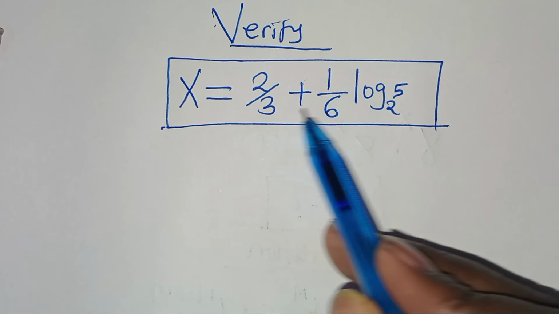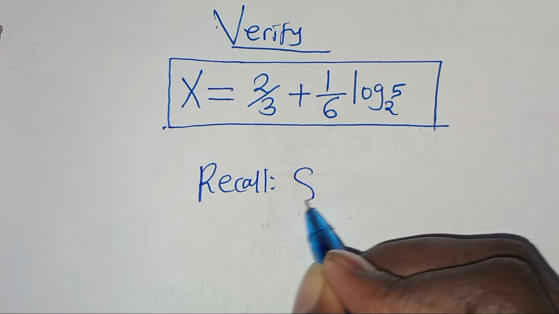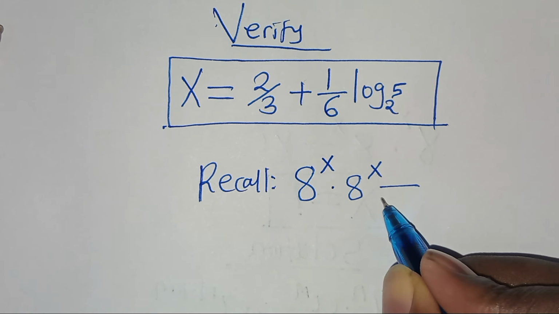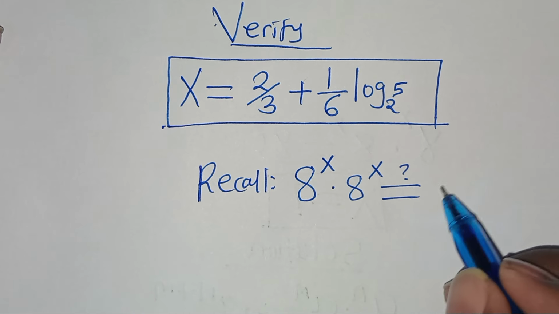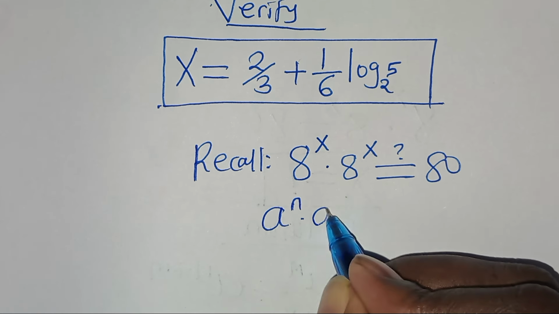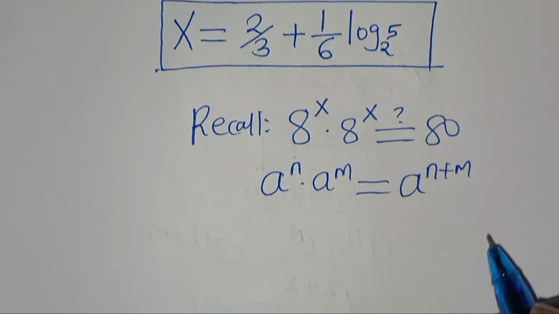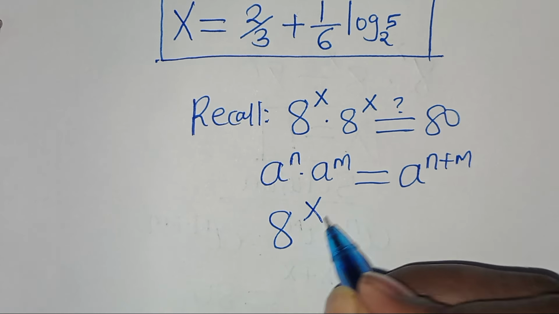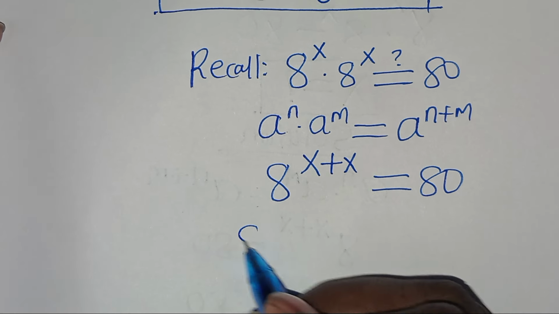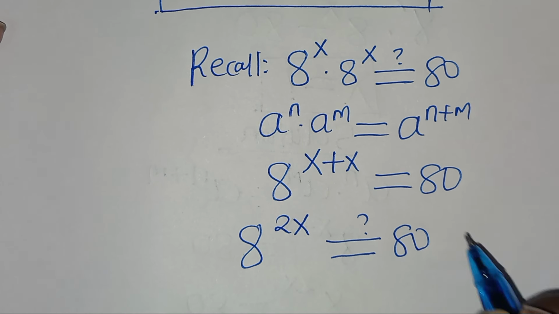Now let's verify that this value of x here satisfies the equation. Now, if you recall, we have that 8 to the power of x multiplied by 8 to the power of x. This is supposed to give us a value of 80. And since this is in the form of 8 to the power of n times 8 to the power of m, which can be expressed as 8 to the power of n plus m, this implies we have 8 to the power of x plus x, and this is equal to 80. So we have 8 to the power of 2x. This is supposed to give us a value of 80.